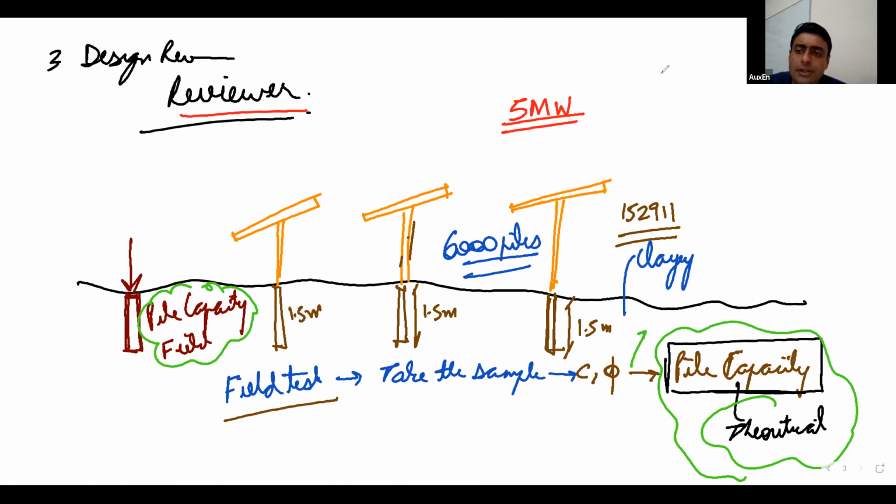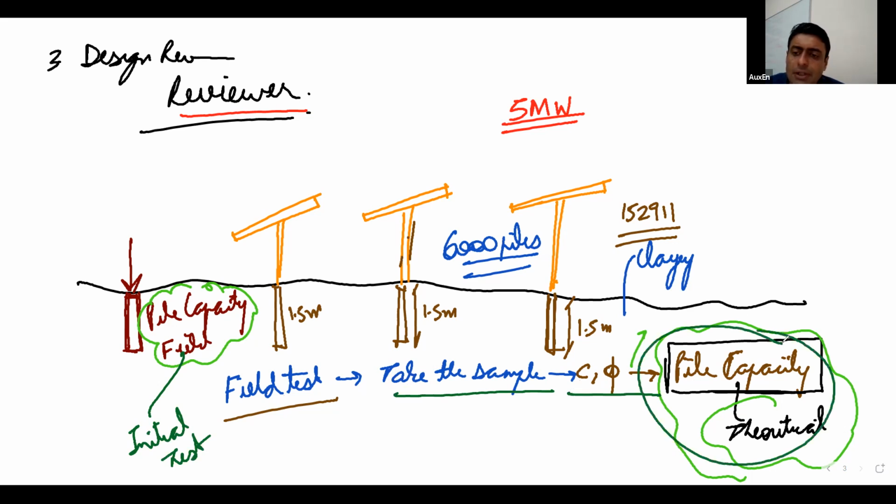Now, what they did was, interestingly, this is going to be the exact opposite of what I discussed in the second case. Here the field tests were carried out, and this is called the initial testing. What do we call this? Initial test. So field tests were carried out. The sample was taken. The C5 values were measured. These capacities were calculated, and this initial test was done.